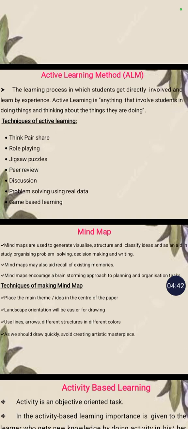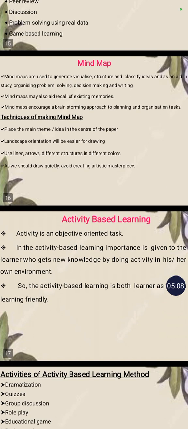Active learning method. The learning process in which students get directly involved and learn by experience. Active learning is anything that involves students in doing things and thinking about the things they are doing. Techniques of active learning: think, pair, share, role playing, jigsaw puzzles, peer review, discussion, problem solving using real data, game based learning, mind map.